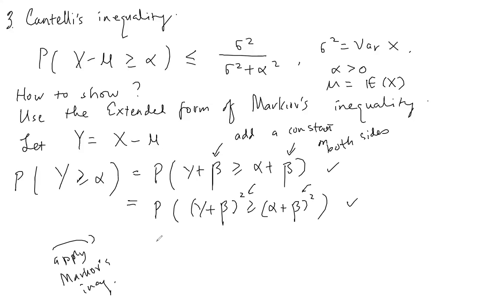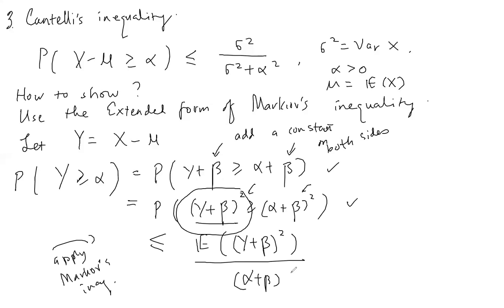So this will give you the bound, the expectation of this guy, y plus beta squared. Okay, so this is one whole thing, over alpha plus beta squared. So again, you treat this as an entire object. So basically, this is just Markov's inequality. All right. So this is what we call an extended form of Markov's inequality, which basically is you do these two steps and then you get this.